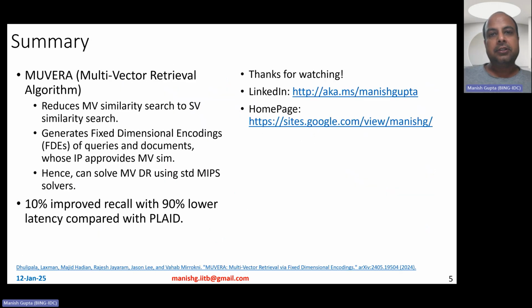Okay. So in short, Muvera is a multivector retrieval algorithm. It works by reducing multivector similarity search to single vector similarity search. The way they achieve this is by generating fixed dimensional encodings of queries and documents whose inner product approximates multivector similarity. Thus, Muvera can solve multivector dense retrieval using standard MIPS solvers. Experiments on BEIR datasets show that they can obtain 10% improved recall with 90% lower latency compared to Plaid.